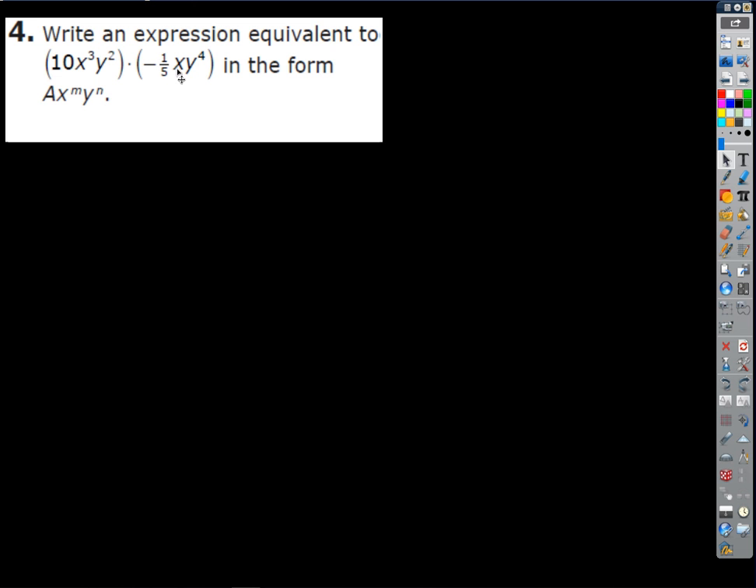Right? So for example, we could multiply the 10 times the negative 1/5. I could multiply the x cubed times the x, and I could multiply the y squared times the y to the 4th, right? And what do we get? Well, let's just write this all out.